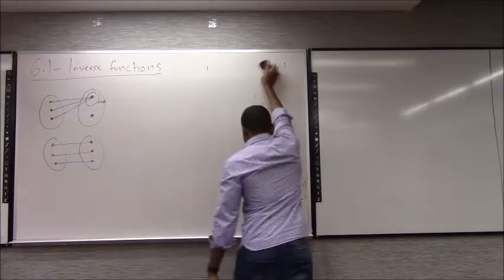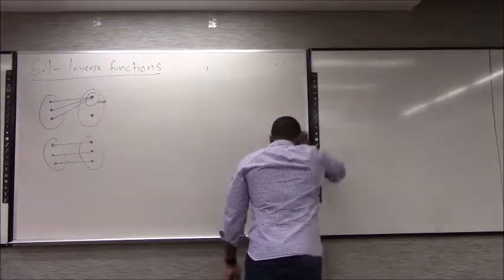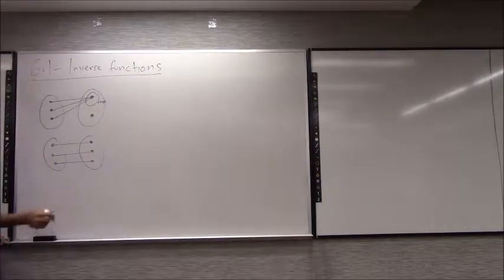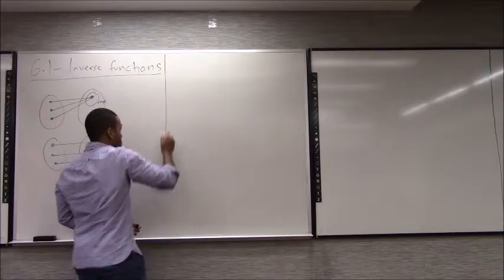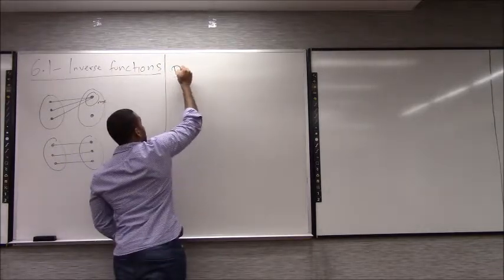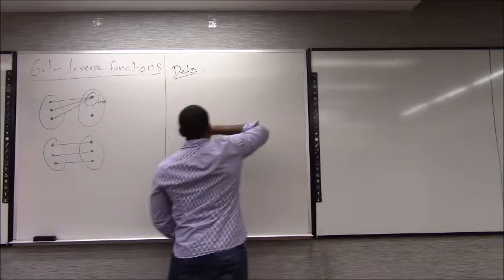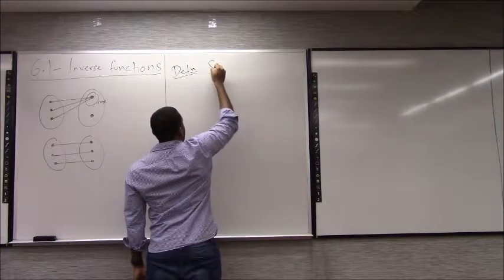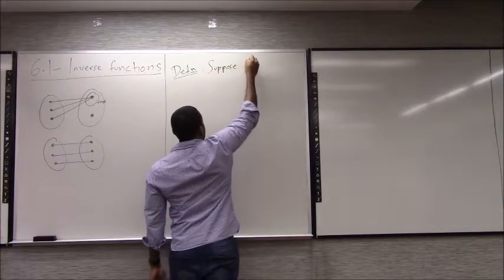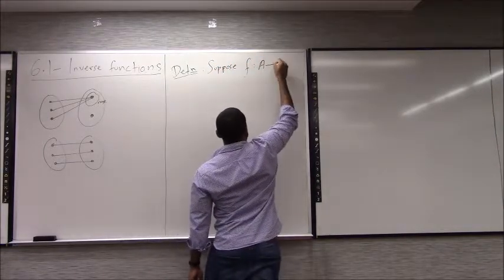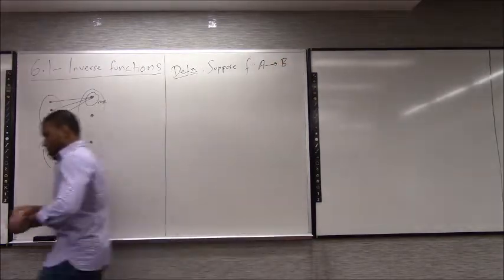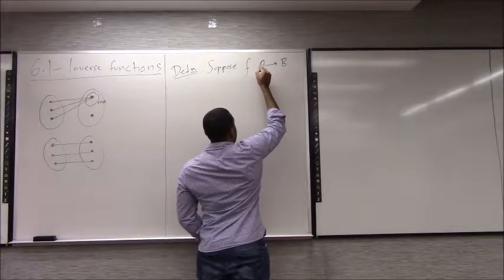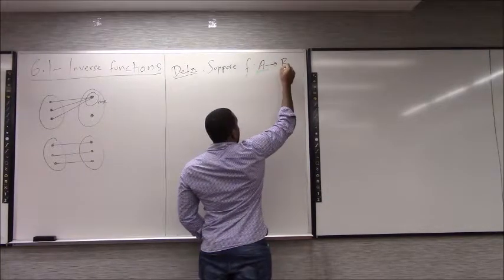A function, in order to be invertible, as we say, or for an inverse function to exist, it has to be 1 to 1. And if we restrict it to the range, that's all we need. So let's get to that definition. Suppose f from A to B. This is notation, by the way. Not typically used in calculus, but you'll see it in higher classes, where this set is the domain, and this set is the codomain.